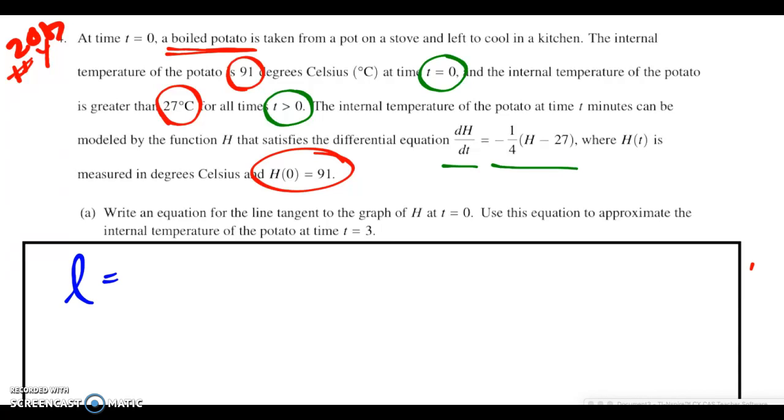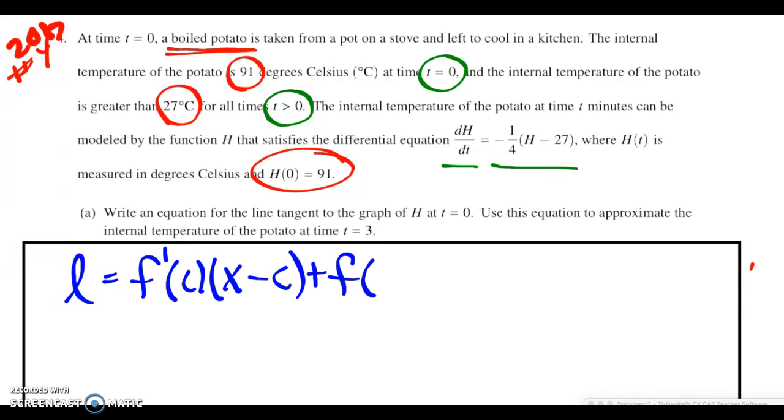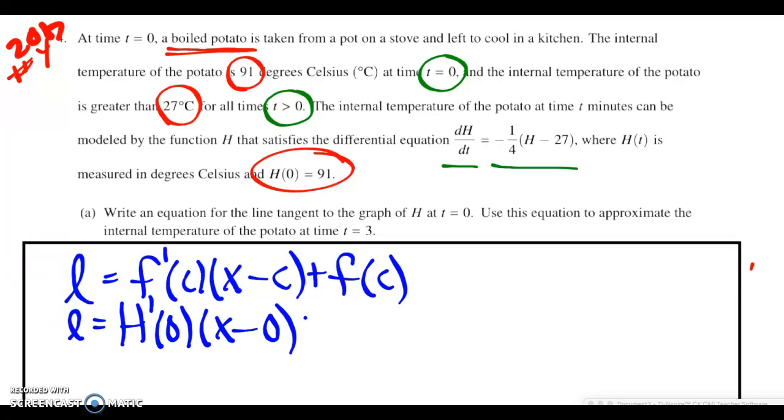Line equals, get your derivative. So I'm writing down the original equation that we have, but I'm going to translate it to the letters that we are using up here. So we've got L equals, the graph of h would be h prime. Let's write it as h prime, I like that better. h prime of what value? They want it at 0. h prime at 0 times (x minus 0), and the value of h at 0.